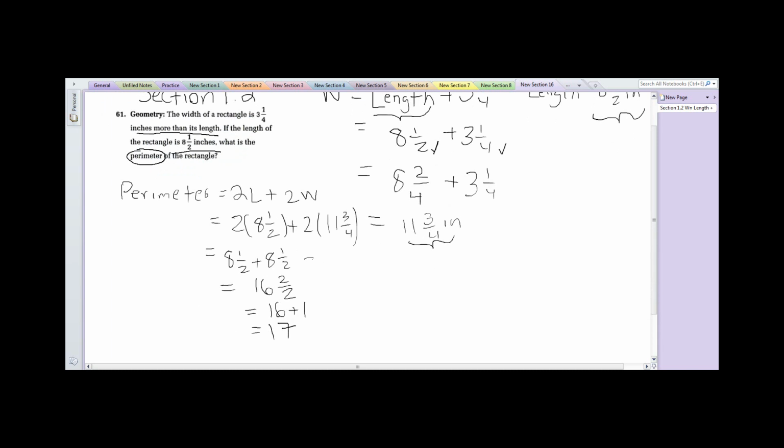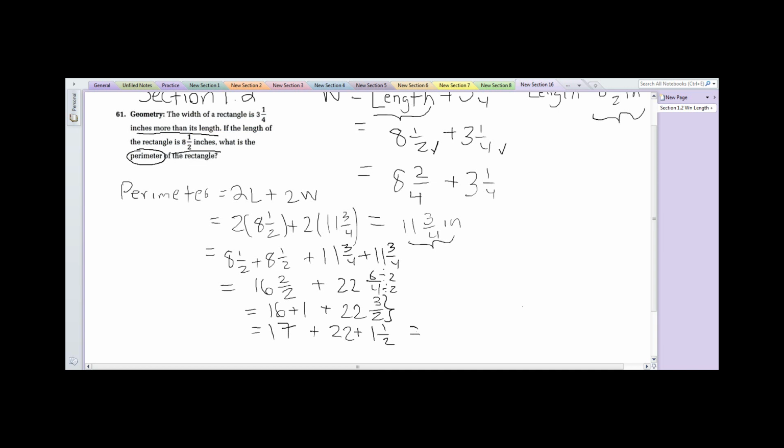Now we have to deal with this 11 3/4 plus 11 3/4, which is 11 plus 11, 22. 3/4 plus 3/4 is 6/4. But I know what some of you are thinking. You're thinking that 6/4 is the same as 3 over 2, so you reduced it by dividing and seeing that a 2 goes into the 6 and into the 4.